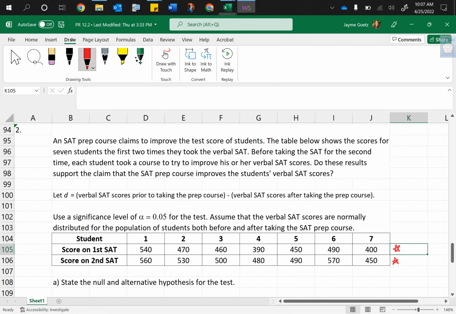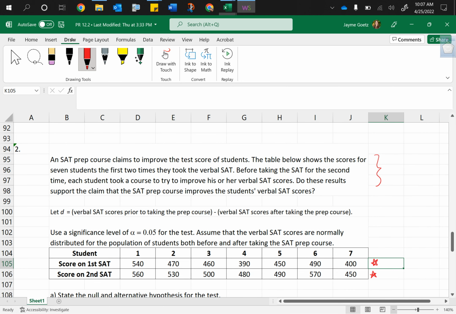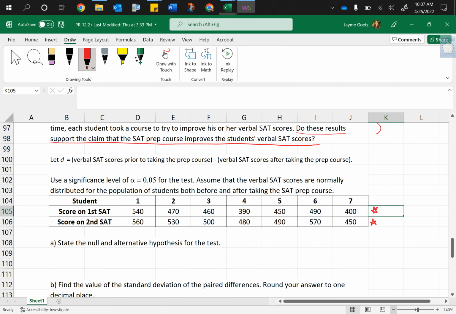So we're going to have to go back to this problem and figure out what are they talking about? What is the information they want to give us here? So what do they think? What are they asking? Do these results support the claim that the SAT prep course improves the student's verbal SAT scores, right?